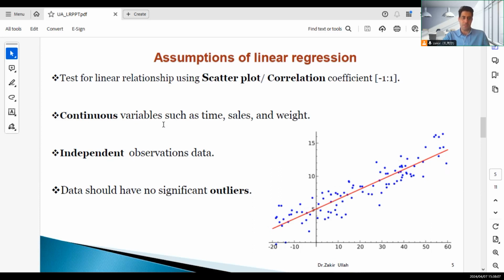The second assumption that we need to check is whether the data is coming from a continuous variable like time, like sales, like weight. The third assumption that we need to check is whether the data observations are independent from each other or not. And the last one is whether the data has any significant outliers. So if all these conditions are true, the data comes from a continuous variable, the observations are independent from each other, the data doesn't have any significant outliers, and the relationship between the dependent and independent variable is linear, then the best solution is to solve this problem using linear regression.